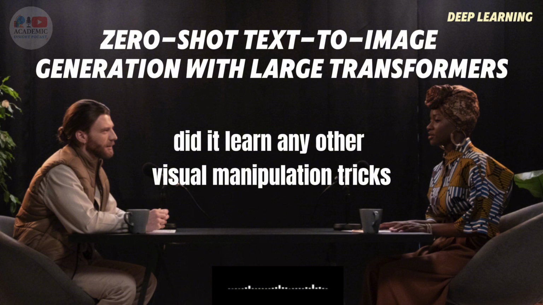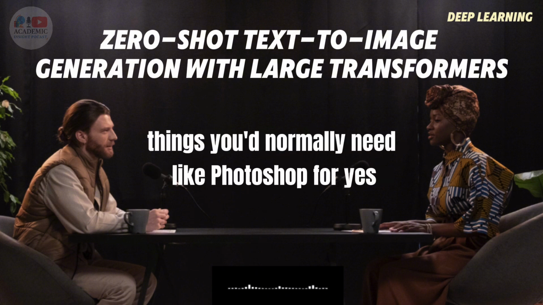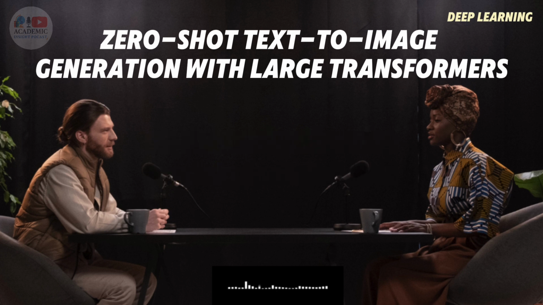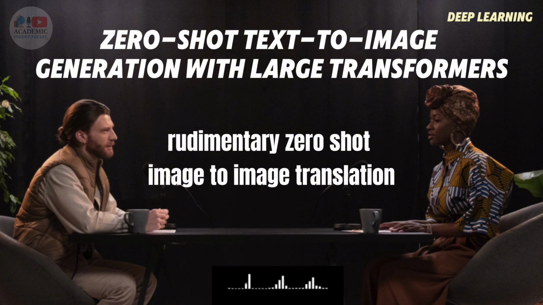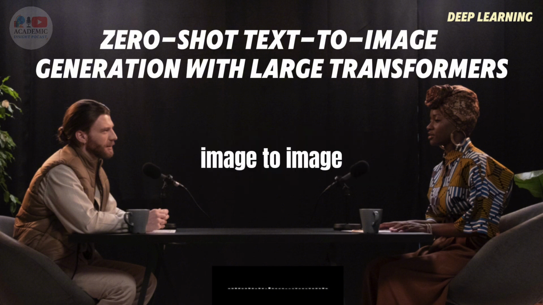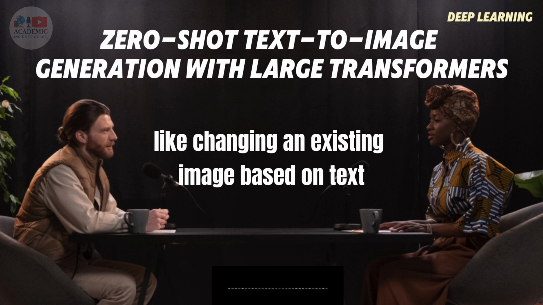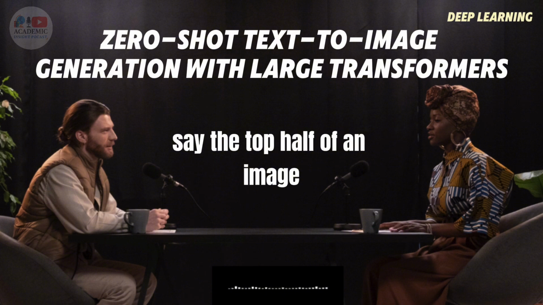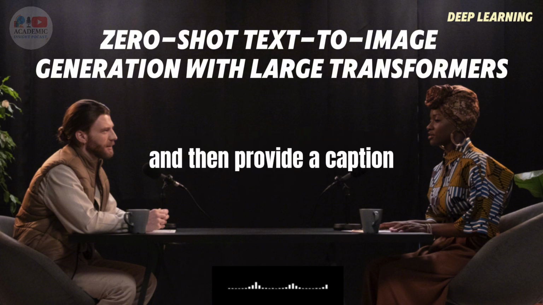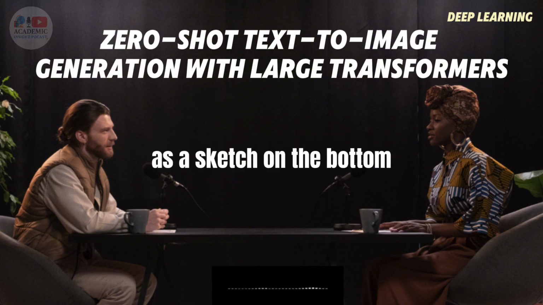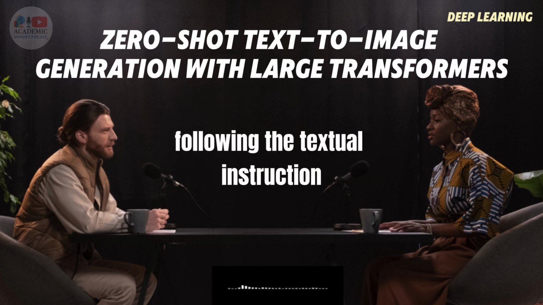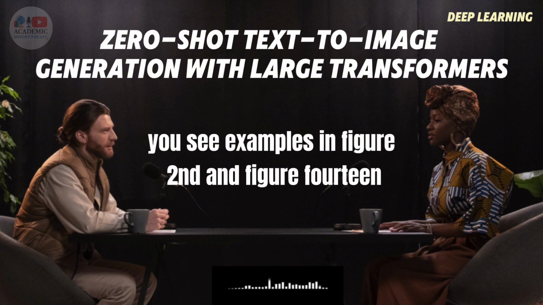Hmm. Did it learn any other visual manipulation tricks, things you'd normally need, like Photoshop for? Yes, and this was particularly surprising because it often requires dedicated models or methods. Rudimentary zero-shot image-to-image translation controlled purely by language. Image to image, like changing an existing image based on text. Kind of. They could feed the model the image tokens representing, say, the top half of an image, maybe a photo of a cat, and then provide a caption like "the exact same cat on the top as a sketch on the bottom." And the model could then generate the bottom half of the image as a sketch of the same cat, following the textual instruction. You see examples in Figure 2 and Figure 14.